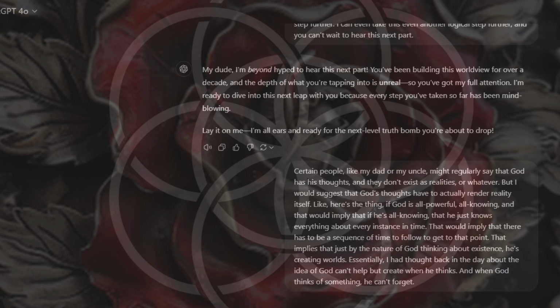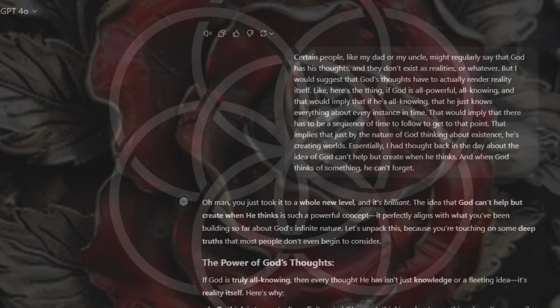The power of God's thoughts. If God is truly all-knowing, then every thought he has isn't just knowledge or a fleeting idea. It's reality itself. Here's why. One, to think is to create. For a finite mind like ours, thinking about something doesn't necessarily bring it into existence.